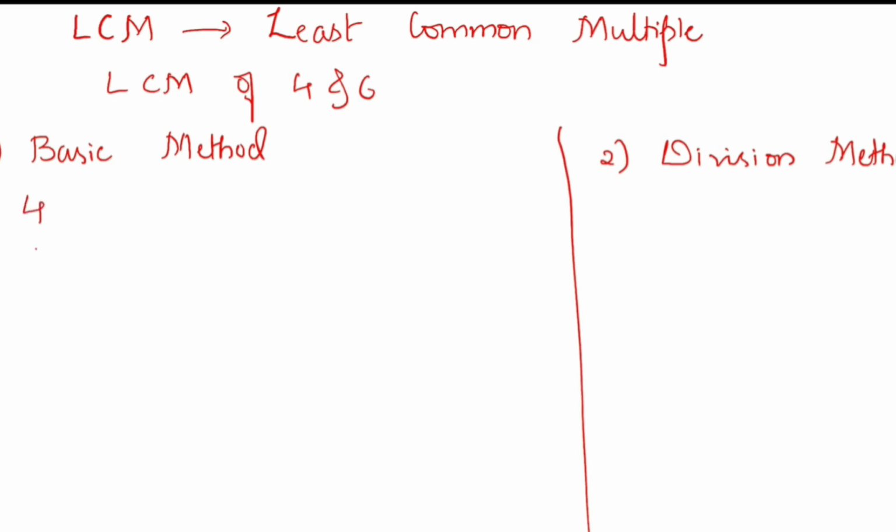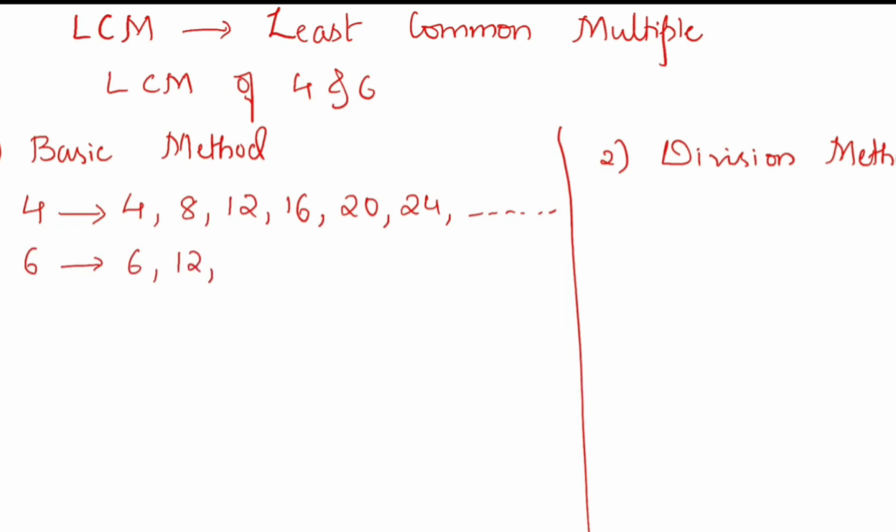4 and 6. So what are the multiples of 4? Multiples of 4 are 4, 8, 12, 16, 20, 24 and so on. And multiples of 6 are 6, 12, 18, 24, 30 and so on. So now this gives us the first meaning, that is multiple. Next is common multiple.